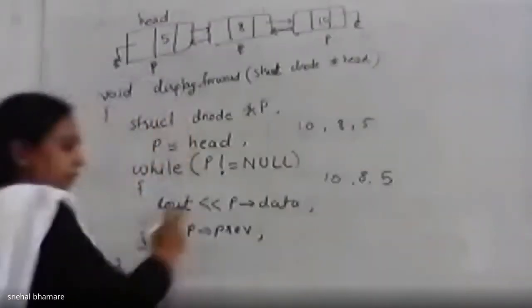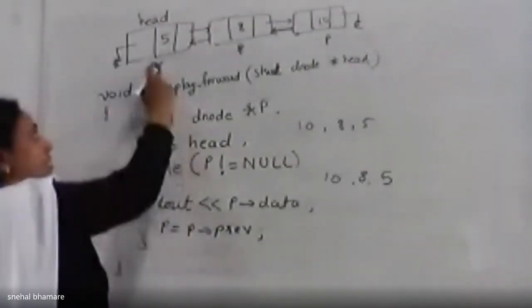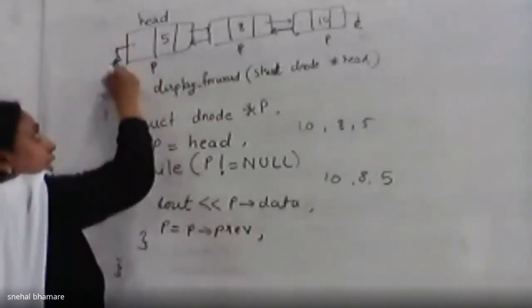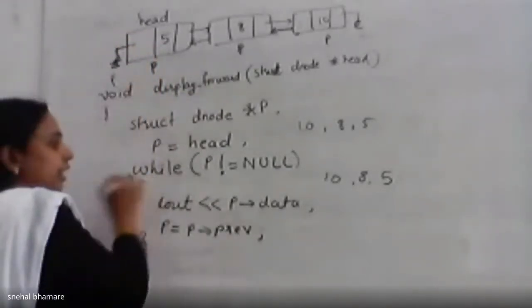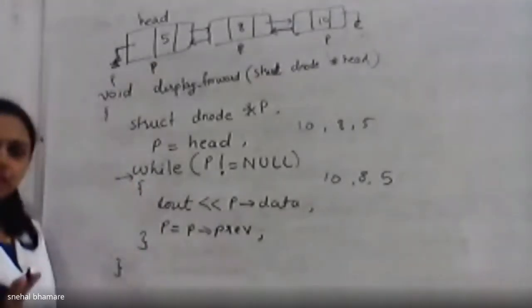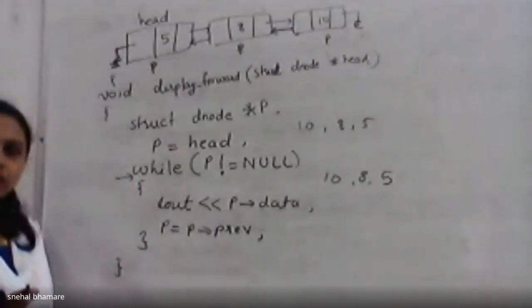5 will be displayed. P is equal to P previous. Now P previous, that is head previous, is null. Now P becomes null. Condition terminates. Terminate the while loop. Getting it? How to display the data in the reverse order?